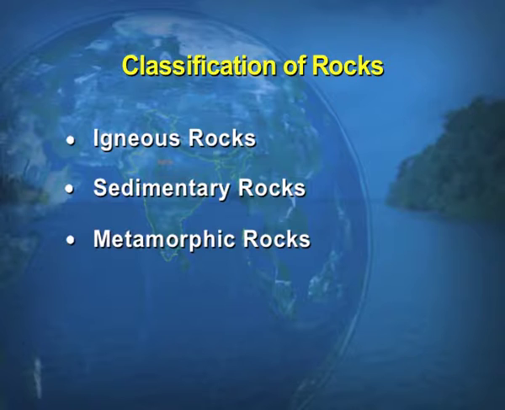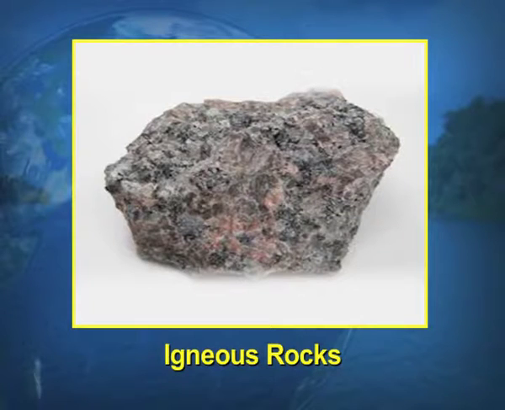Now, first we take up igneous rocks. The word igneous has been derived from a Latin word ignis, which means fire. So, here is a picture showing the igneous rock, how it looks. Generally, the igneous rock is formed due to the cooling and solidification of the magma. Igneous rocks are formed, as I have told you, after the solidification of the magma.